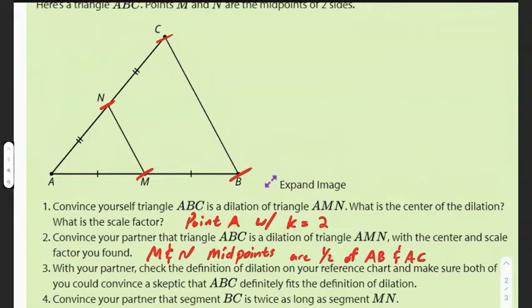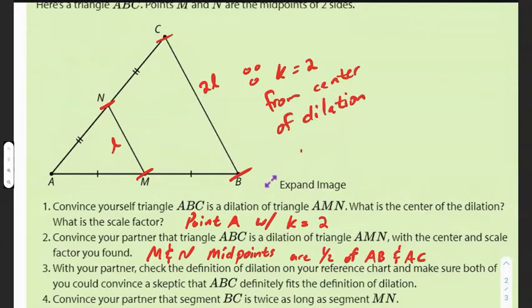So what would be your reasoning for that? It's a line, and we already said it goes by a scale factor of 2. So whatever your length was for MN, it has to be twice the length when it becomes BC. Because your scale factor is 2 from center of dilation at point A. Okay, so that's my answer for number 4.